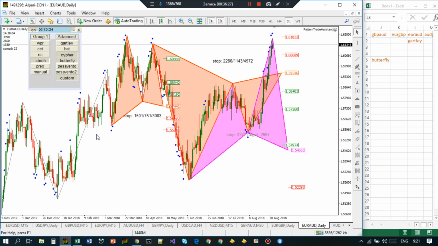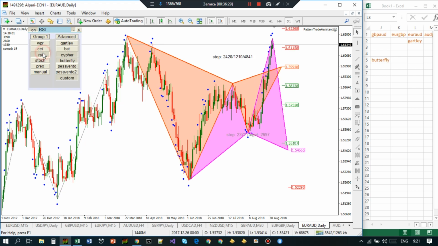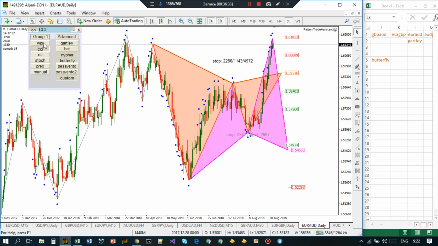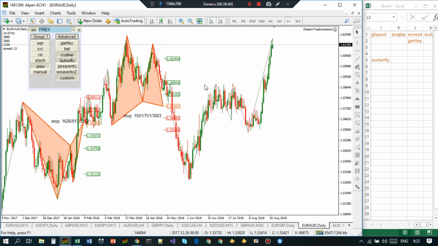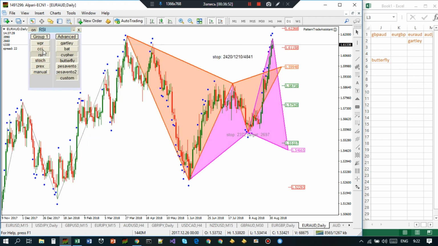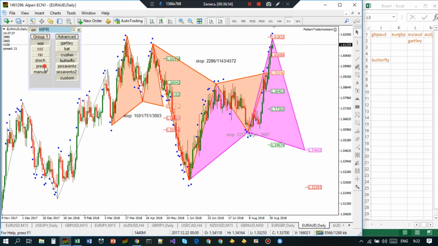For example, this stochastic, simple, the first one, and also it is found by RSI, commodity channel index, and Williams percentage range. So I suppose the price extreme algorithm was the only one that didn't see it. So although my price extreme algorithm is my favorite one, you shouldn't skip these patterns.